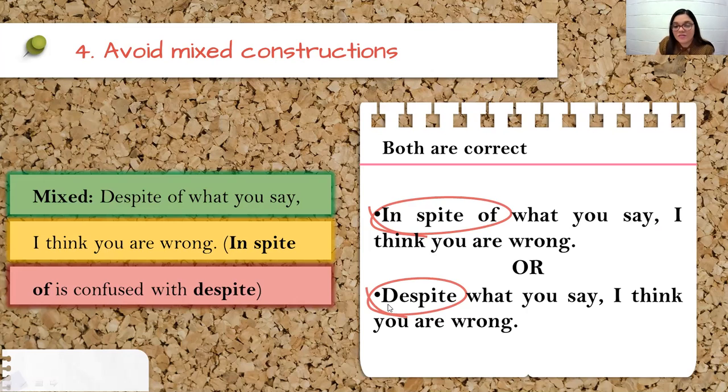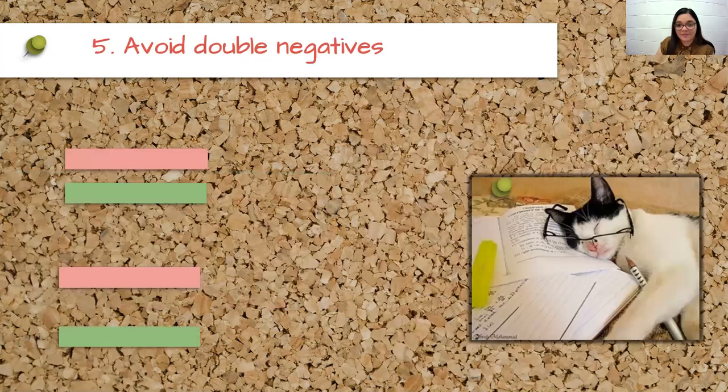And here you have despite what you say. You don't say despite of, you say only despite and then here the clause or the phrase. But in spite of, in spite needs the preposition of or the particle of, if you want to call it that way. In spite of has 3 parts, despite only 1. Okay, despite goes alone. You don't have to marry the word despite with the word of.